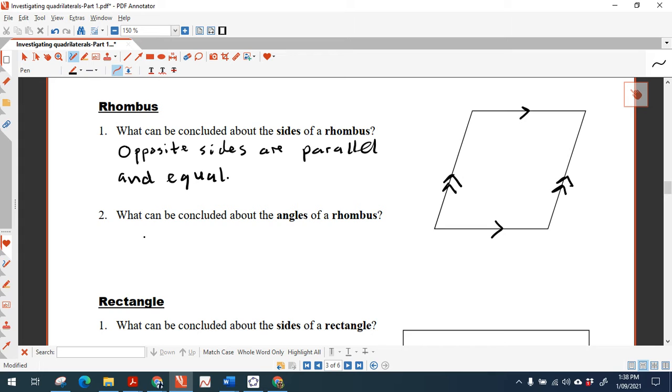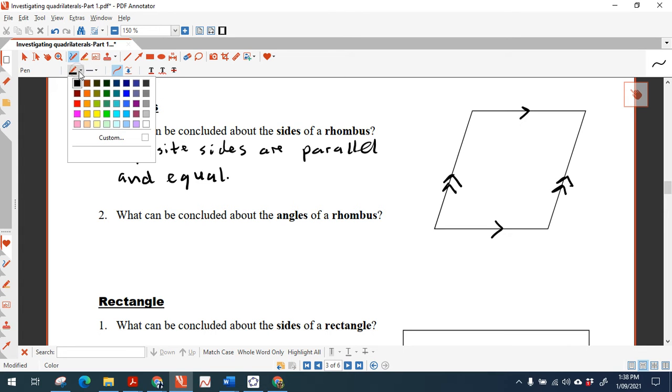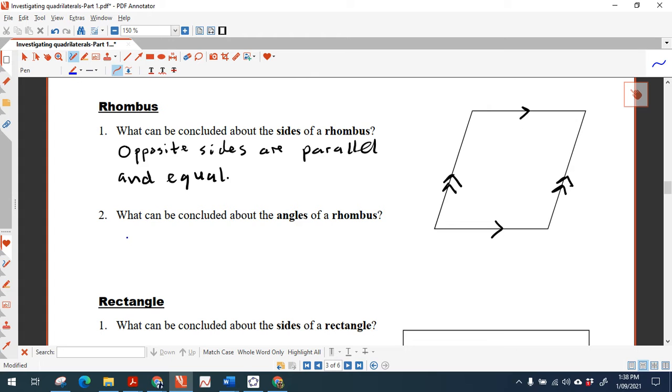So let's write that down. Opposite angles are equal. Okay, so this angle here is equal to this angle here. And then let's use double arcs for this one. This angle here is equal to this angle here. So put those markings on your page.